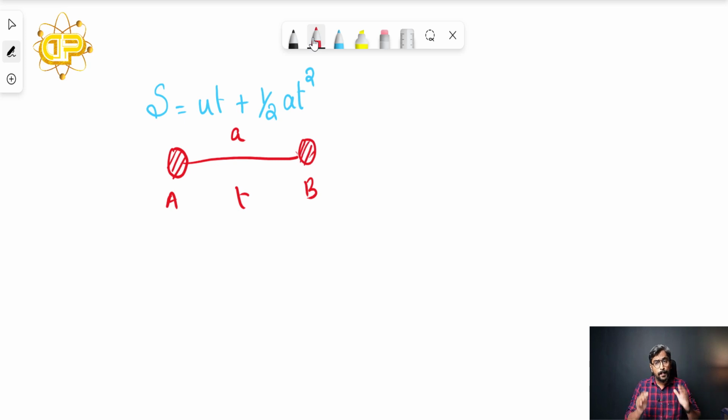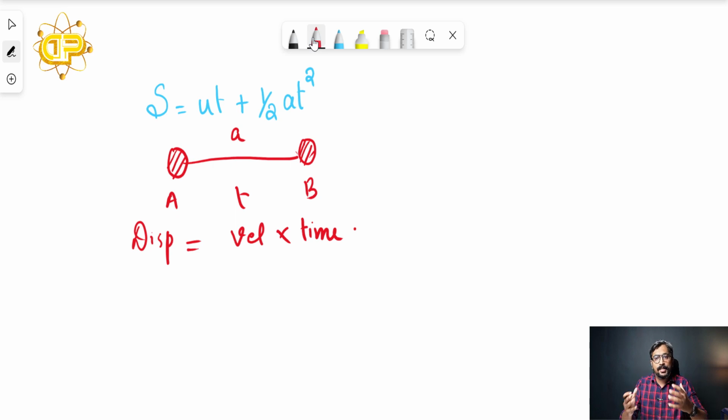Now, what is the basic equation of displacement? Displacement is equal to velocity into time. Here you can see that the object is moving from one point to another and it is having an acceleration, right? So we cannot state or give a particular velocity. Why? Because it is an accelerated motion. I cannot say that the object is moving with 20 meter per second because it is having an acceleration.